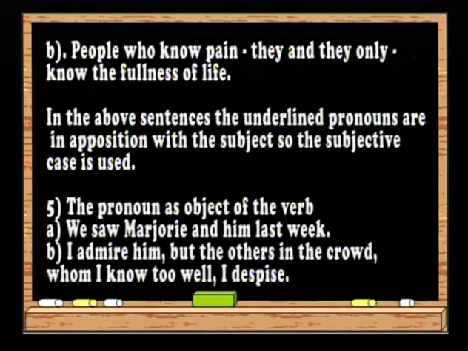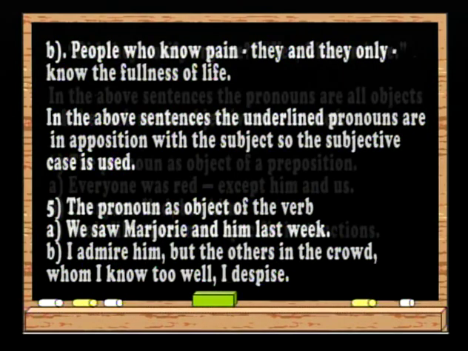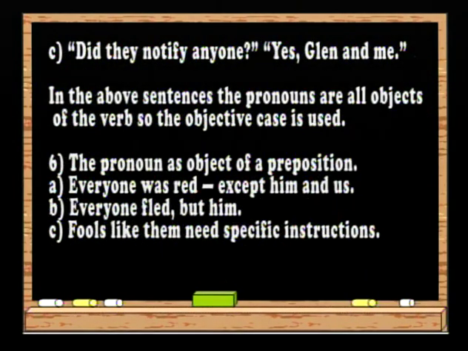The pronoun as object of the verb. We saw Marjorie and him last week. I admire him, but the others in the crowd whom I know too well I despise. Did they notify anyone? Yes, Glenn and me. In the above sentences, the pronouns are all objects of the verb, so the objective case is used.